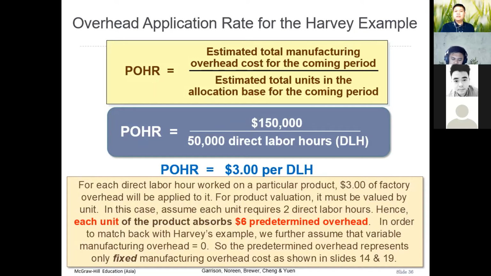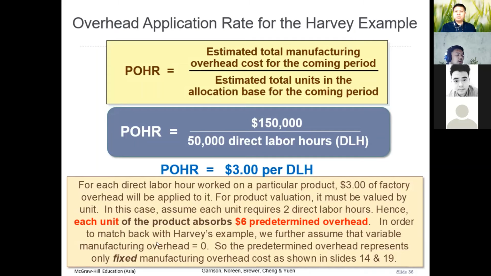Okay, let's read this. For each direct labor hour worked on a particular product, $3 of factory overhead will be applied. So for product valuation, it must be valued by unit. In this case, assume each unit requires 2 direct labor hours. Hence, each unit of the product absorbs 2 times 3. If you're saying that the predetermined overhead rate is 3, and you're saying also that each product requires 2 direct labor hours. Therefore, 2 times 3 is 6.